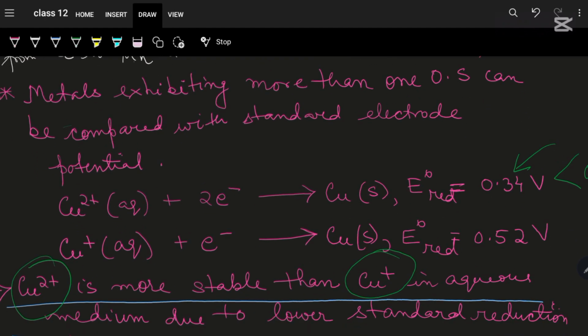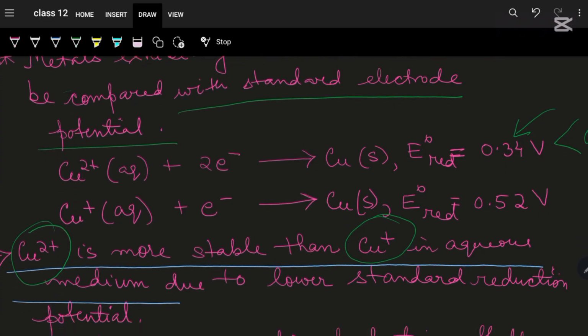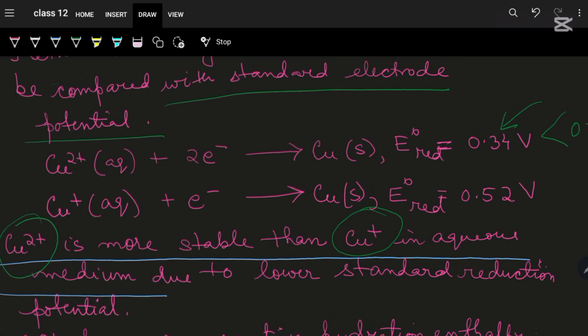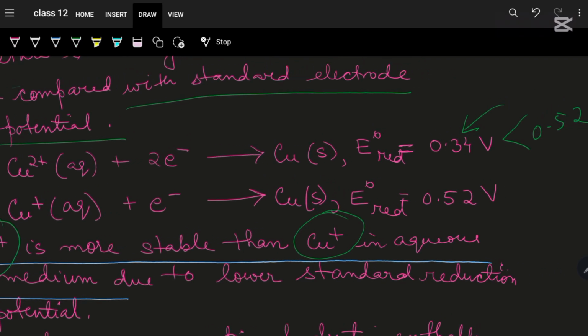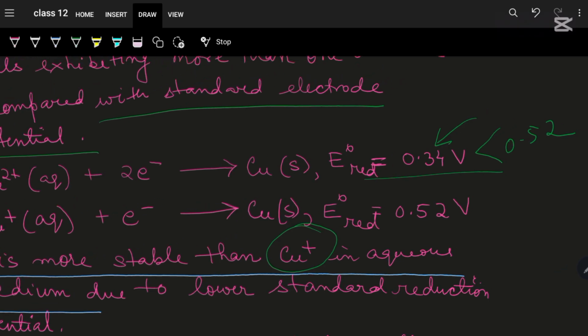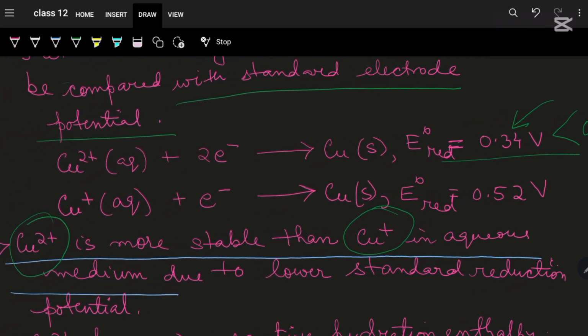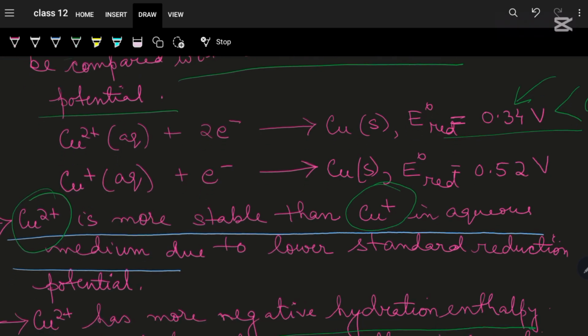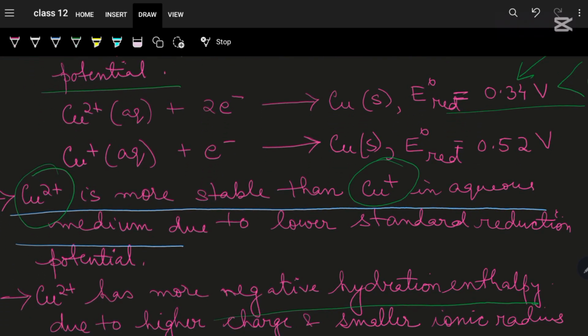Okay. So metals that exhibit more than one oxidation state can also be compared with the standard electrode potential. Now I have given you the example of Cu+ and Cu2+. Both are exhibiting +1 and +2 oxidation states, and their standard reduction potentials are 0.34 volt and 0.52 volt respectively. So I can see that 0.34 volt is less than 0.52, on account of which Cu2+ is more stable than Cu+ in aqueous medium. Why? Due to the lower standard reduction potential.